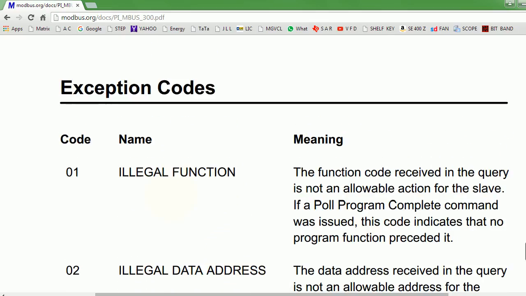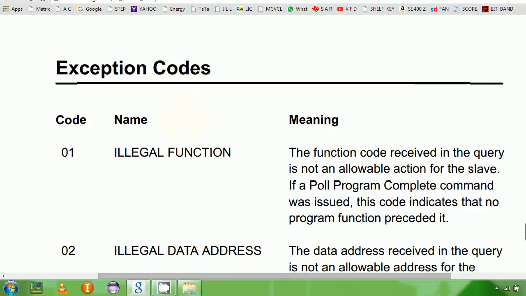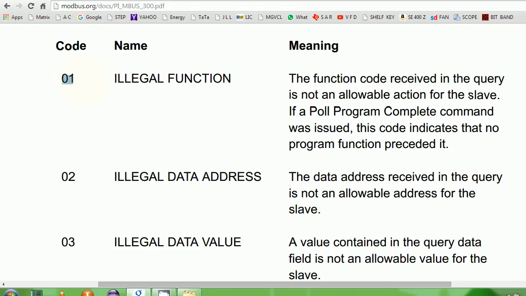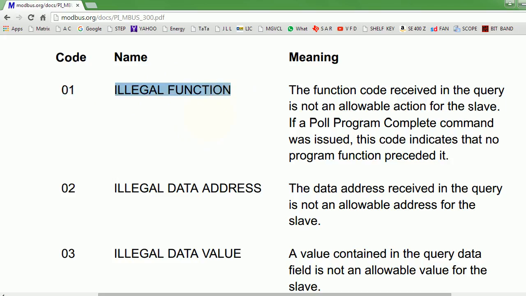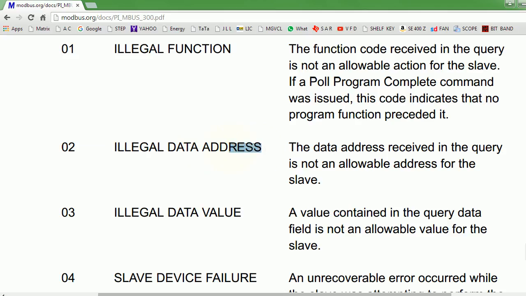Actually, error responses will have these numbers added to it. If the error response is 01, it means the function number in the packet you sent to the PLC was illegal. In that case, the device will give you a response code 01. 02 means illegal data address. I mean, you were asking for a memory address which doesn't exist, which is outside the Modbus memory map of the device.